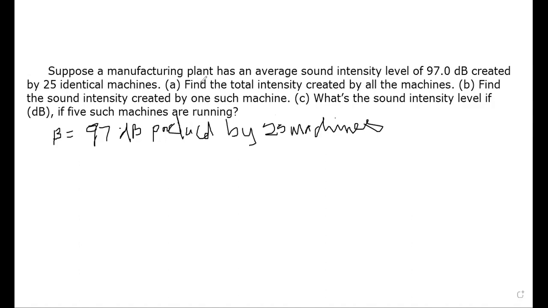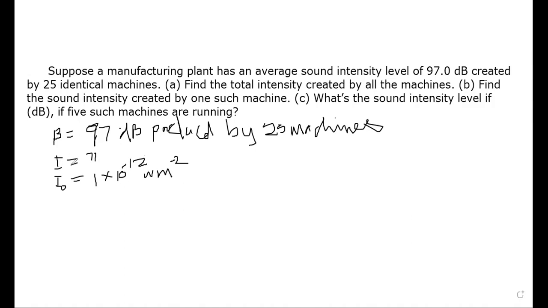Okay. Find the total intensity created by the machines. So we are to find I, the total intensity created by the machines. But don't forget that I naught is 1 times 10 to power minus 12 watt per meter square.